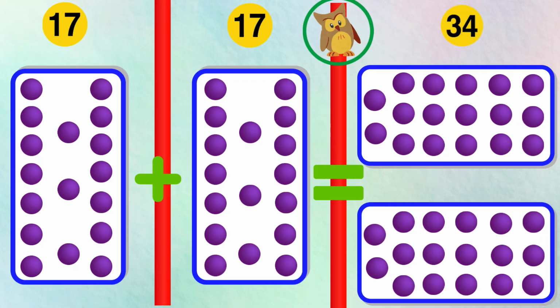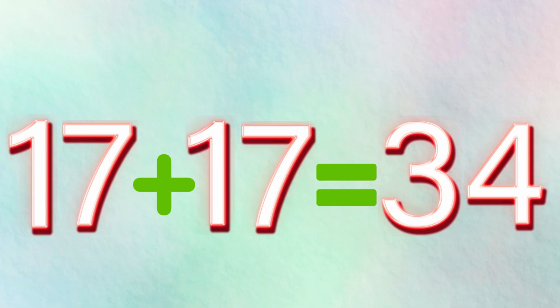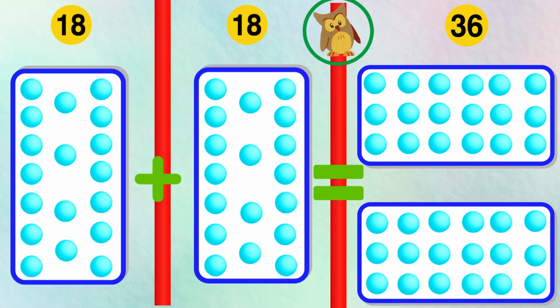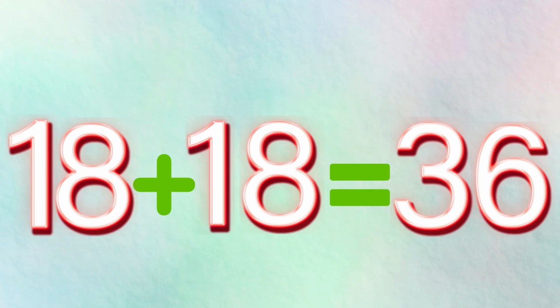Mr. Owl says when we add 17 dots plus 17 more dots, it equals the sum of 34 dots. This is the same as adding the numbers 17 plus 17 equals 34. Mr. Owl says when we add 18 dots plus 18 more dots, it equals the sum of 36 dots. This is the same as adding the numbers 18 plus 18 equals 36.